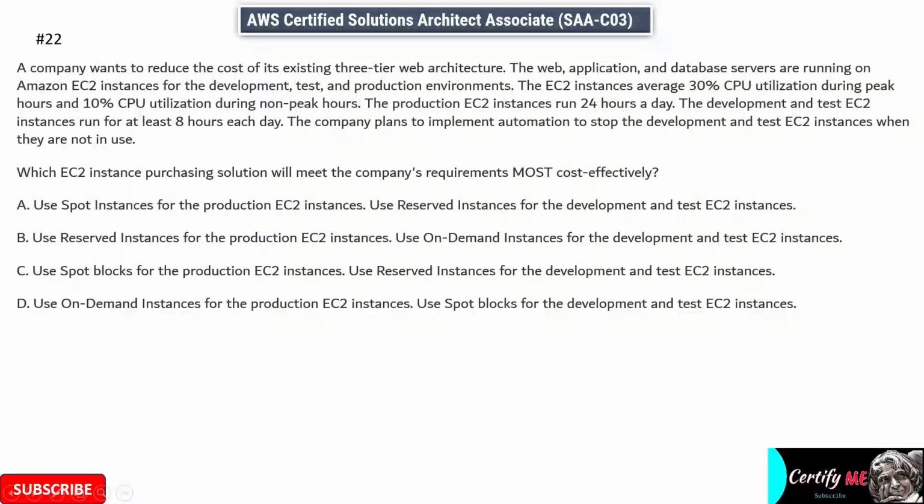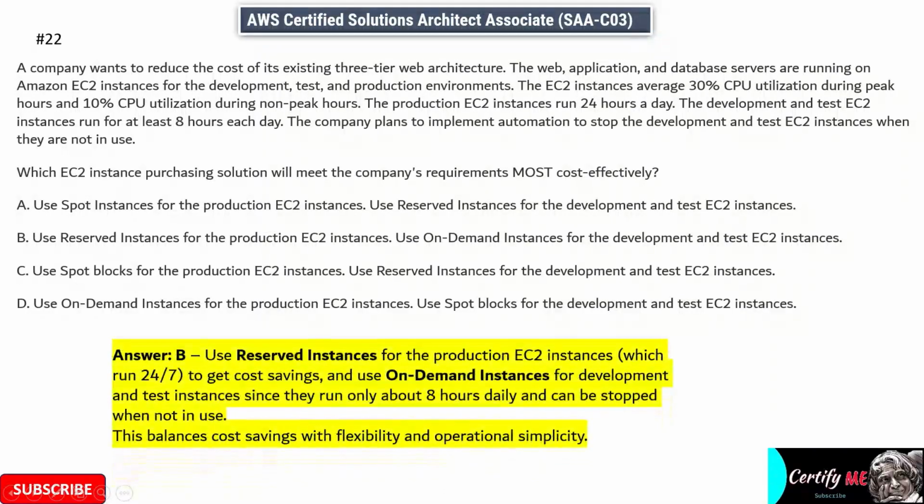The correct answer is option B. Use reserved instances for the production EC2 instances to get cost savings and use on-demand instances for development and test instances since they are run only about 8 hours daily and can be stopped when not in use. This balances cost savings with flexibility and operational simplicity.